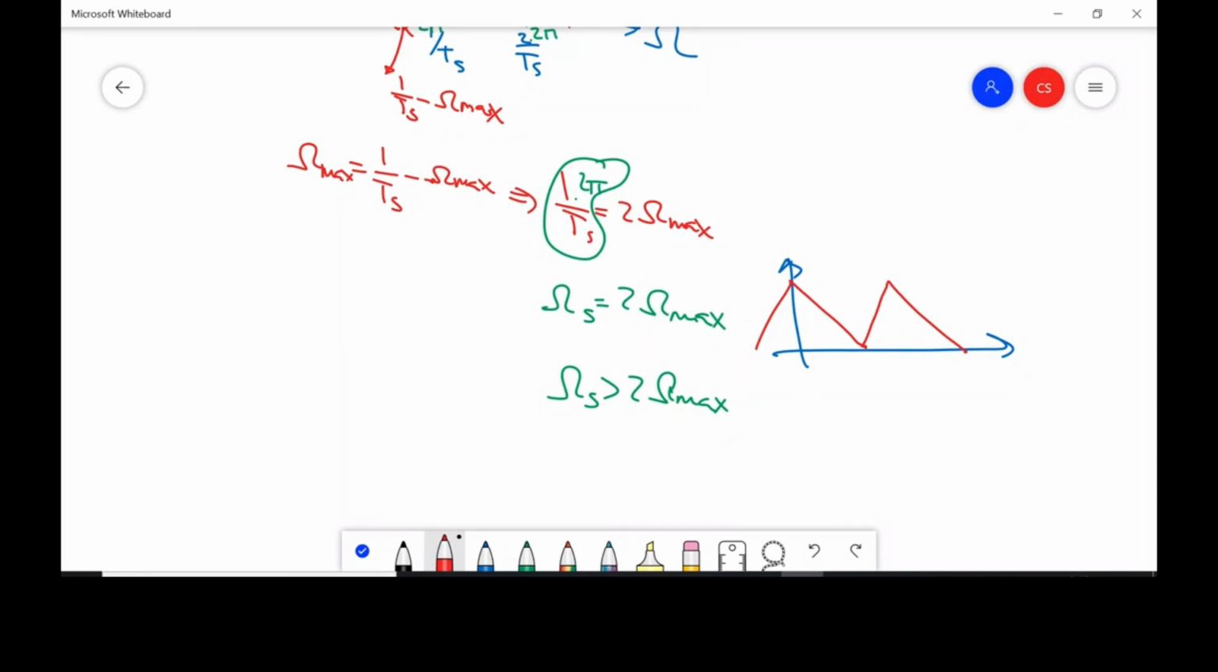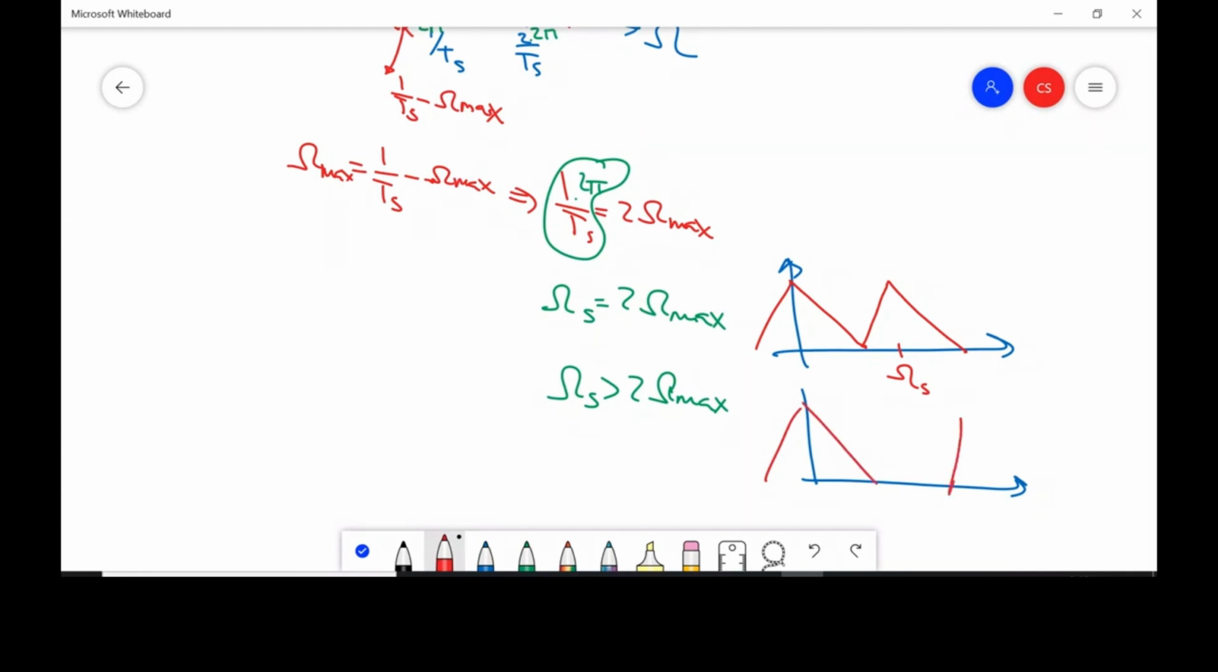There's going to be aliasing. They're going to overlap. If it is larger, what is this value here? This is omega s. Then if it is larger, then they separate. Okay, so if it is larger, then they separate.